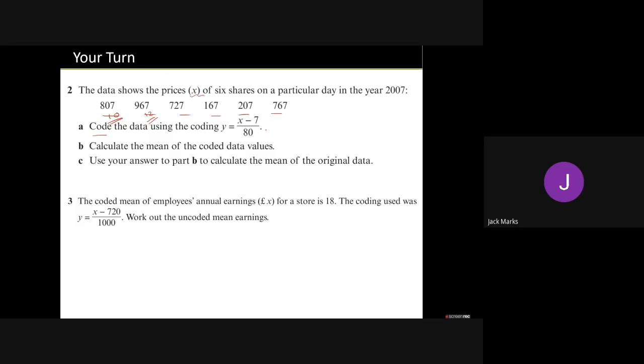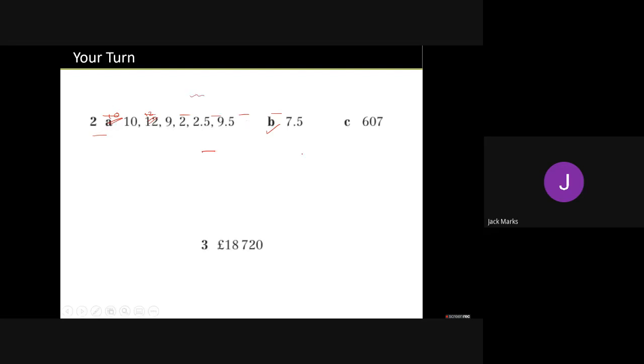So the first thing we may be asked to do is to code the data. Then we're asked to do something with the coded data. So you must use the coded data, and we can find the mean from these values. Use your answer to B. So use the coded mean to go backwards and find the mean of the original. And if I show you some answers here, you can see your list when it's coded. Okay, the coded mean, and then we just go backwards with the rule to find this one here.